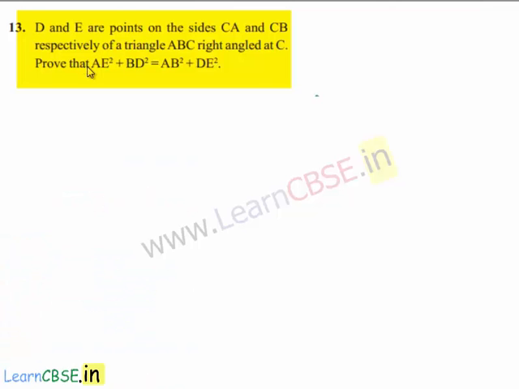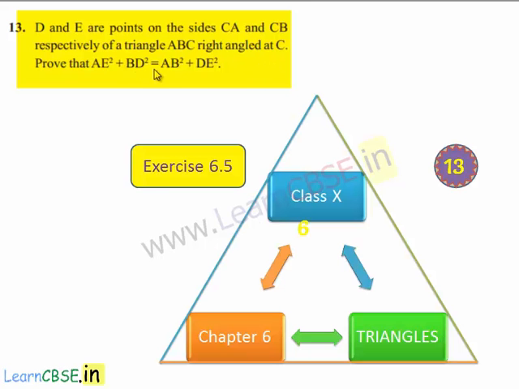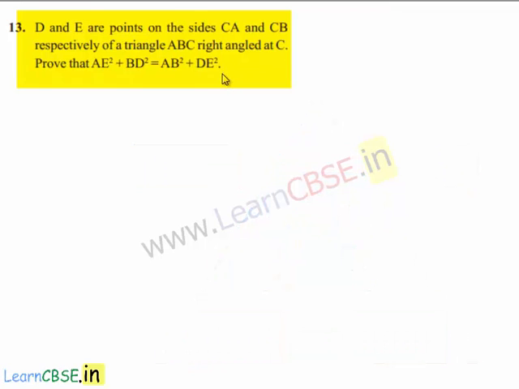Moving on to question number 13. D and E are points on sides CA and CB respectively of triangle ABC, right angle at C. Prove that AE square plus BD square is equal to AB square plus DE square. Now moving on to the solution.